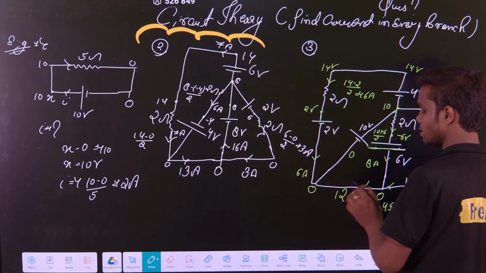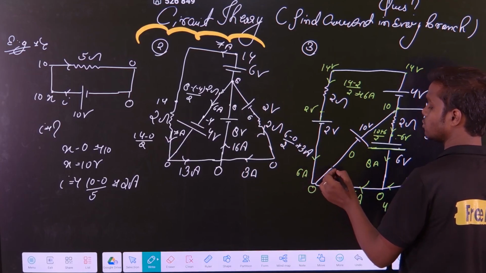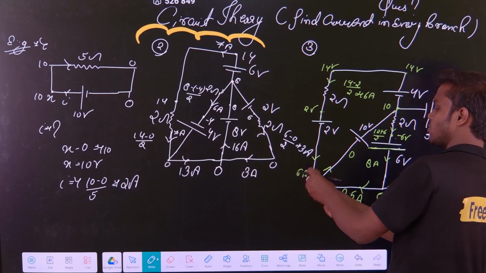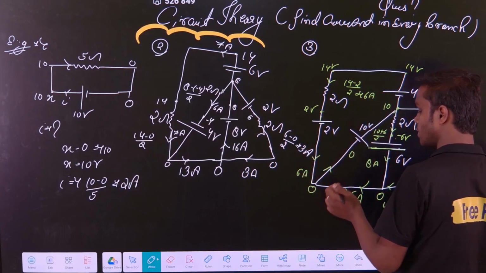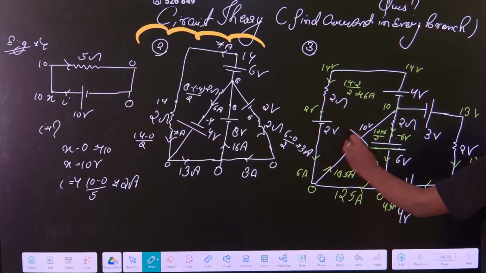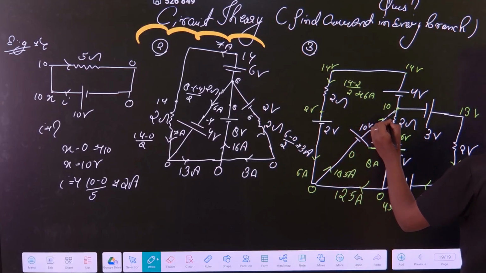Now 6 is coming here, 12.5 is coming from here. So how much will it go? 6 is coming from here, 12.5 is coming from here. So they will go up to 6 plus 12.5, that is 18.5 ampere here. Correct? Now 18.5 is coming from here, 18.5 is coming from here.